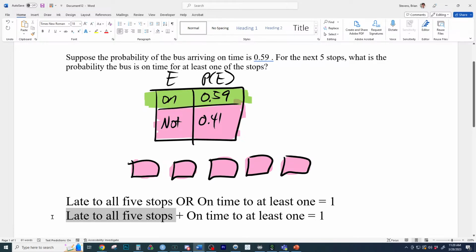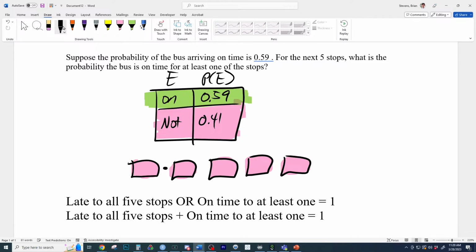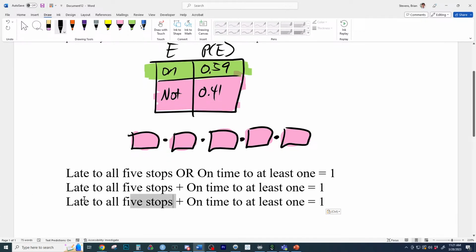So how can we figure out the probability of late to all 5 stops? What is the mathematics for late to all 5 stops? How can we figure out the probability of it being late to the first and late to the second and late to the third? How do we figure that out? What would that be mathematically? Late to the first and late to the second and late to the third and late to the fourth and late to the fifth. Yep, Jesse has it right there. And it's just multiplying it together a whole bunch of times.